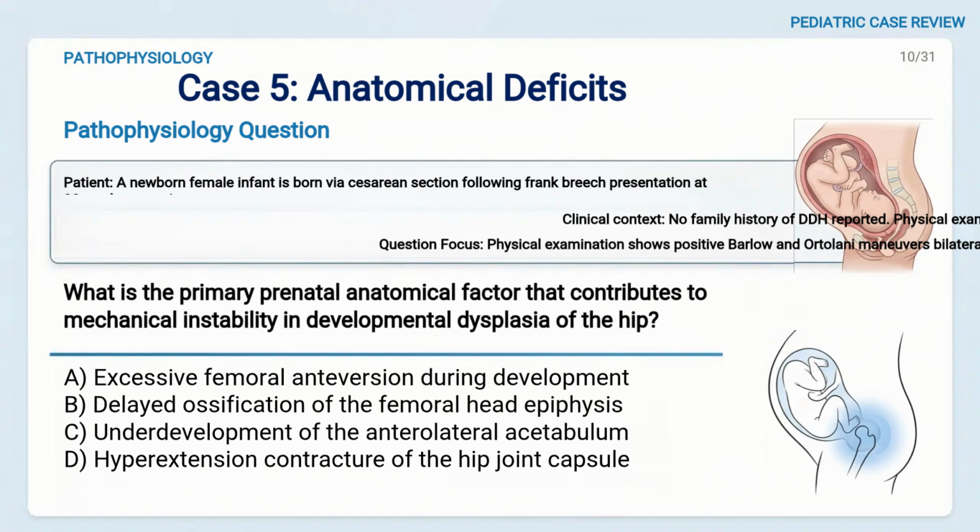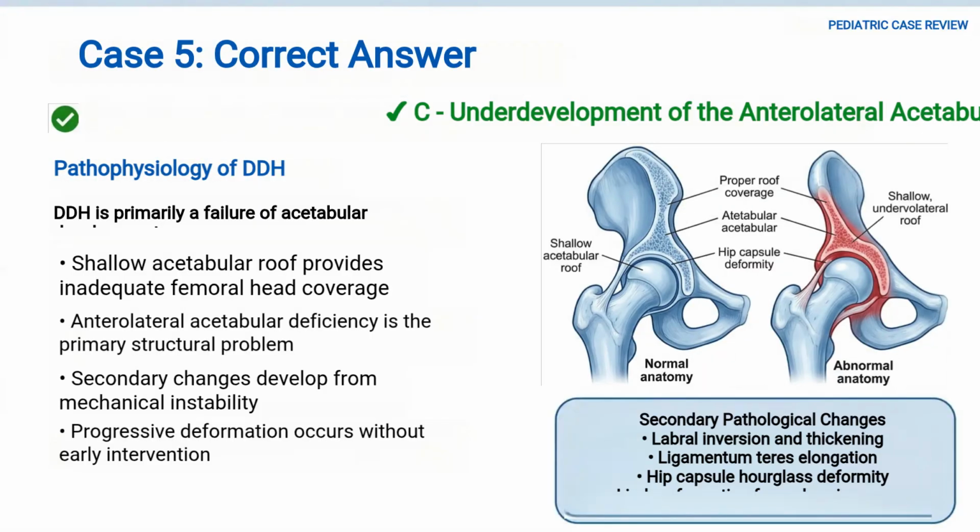Option A, excessive femoral anteversion during development. Option B, delayed ossification of the femoral head epiphysis. Option C, underdevelopment of the anterolateral acetabulum. Option D, hyperextension contracture of the hip joint capsule. The correct answer is C, underdevelopment of the anterolateral acetabulum.